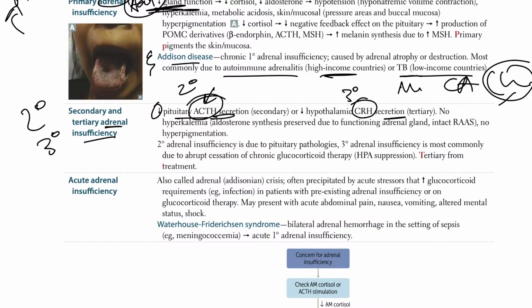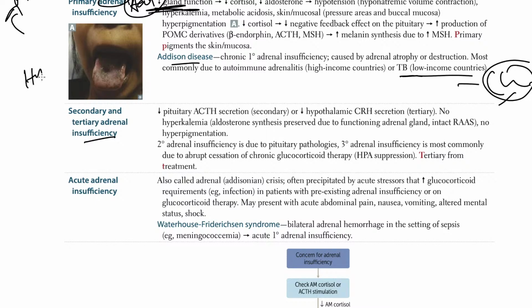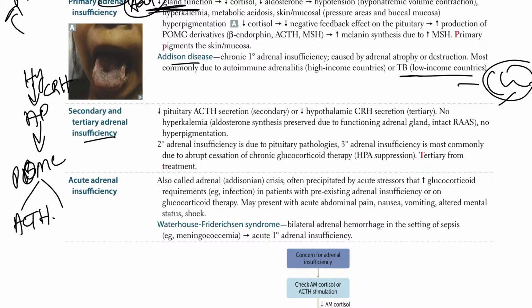Secondary, again, if you recall the axis, how things work, you have the hypothalamus, which secretes your CRH on the anterior pituitary, which then secretes POMC. One of the derivatives of POMC is ACTH, right? And also, always think about MSH here. Now, if you have a problem here that the anterior pituitary is not secreting ACTH, you call it secondary. And if you have a problem here, you call it tertiary.